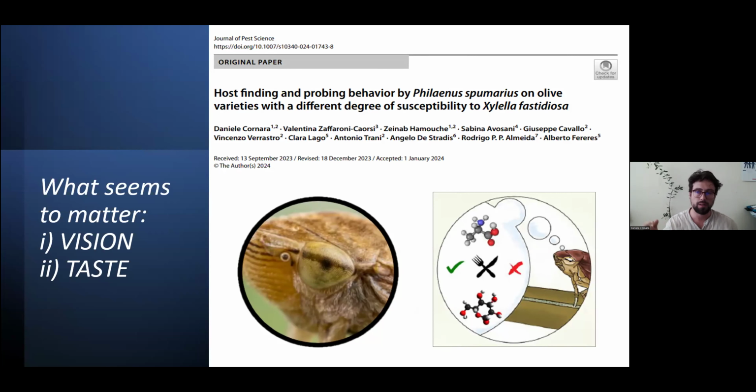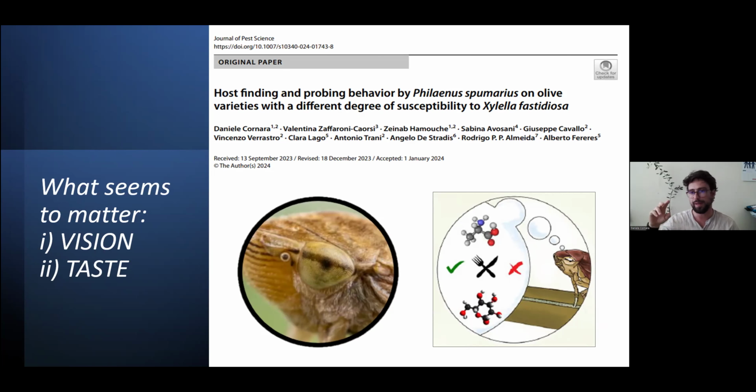The second part: once Philaenus alights on the plant and settles, the decision of whether it is a suitable or non-suitable host depends on what is inside the xylem sap, so the chemical profile of the xylem sap.